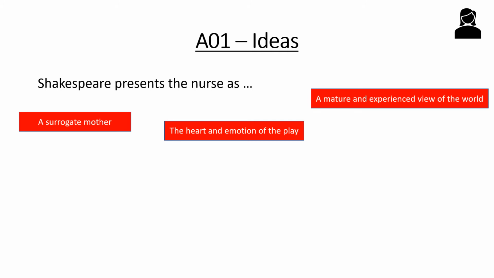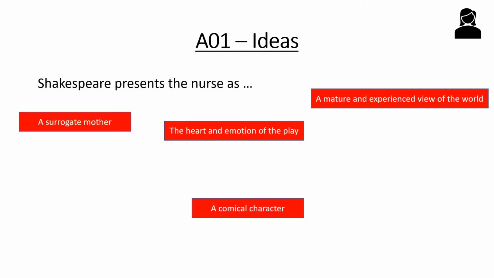Another way to view the nurse is that she's a mature, experienced view of the world. Juliet is very much an idealistic, optimistic, romantic character. She falls in love, she's guided by her emotions, and as soon as she meets Romeo, she's madly in love. The nurse has lived her life. She's had children, she's had a husband. She's a mature view of the world. She sees things differently, hence why she's quick to move on to Paris. Forget about Romeo, move on. She knows what's more important in life because she's got the experience of things.